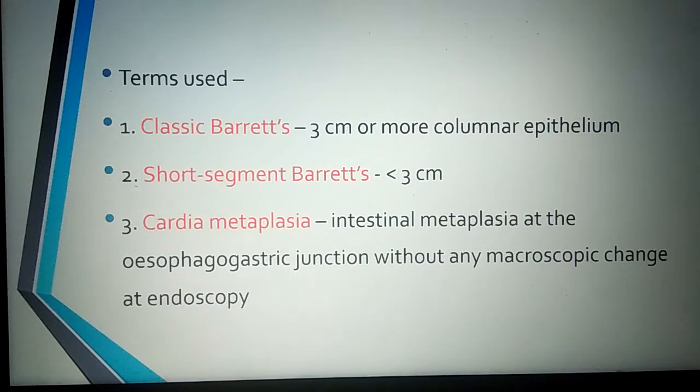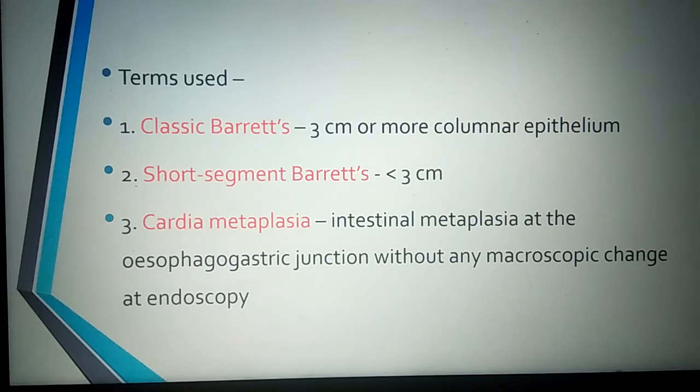So in the management of Barrett's esophagus, we have three important terms. One is classic Barrett's, when the columnar epithelium is 3 centimeter in length or more. Then short segment Barrett's, if the length of columnar epithelium is less than 3 centimeter. And the third term is cardiometaplasia, when intestinal metaplasia is there at the esophagogastric junction, although we cannot see any macroscopic change at endoscopy in the lower esophagus. That is known as cardiometaplasia.